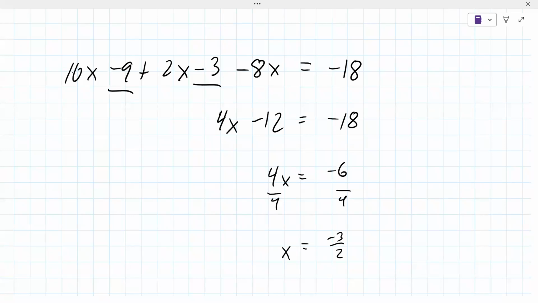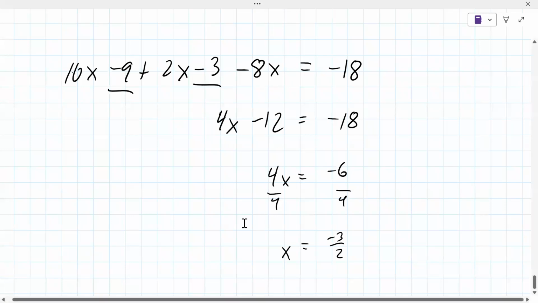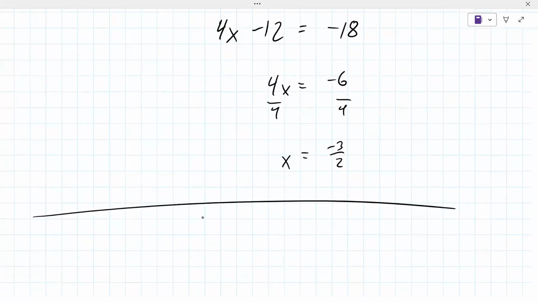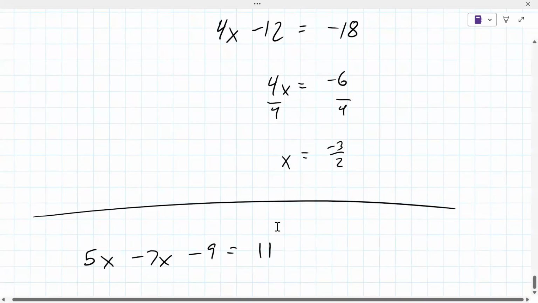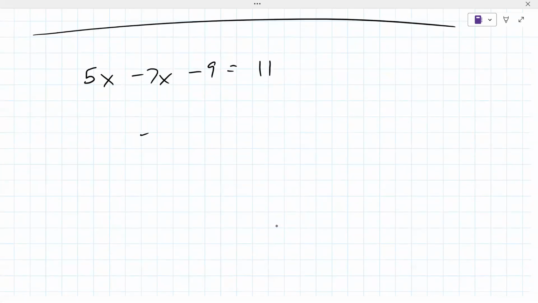All right. Let's see what else we got here. Here's one more here. 5x minus 7x minus 9 equals 11. 5x minus 7x. Okay. Negative 2x minus 9 equals 11. Add 9 to both sides. Negative 2x equals 20. Negative x equals negative 10.